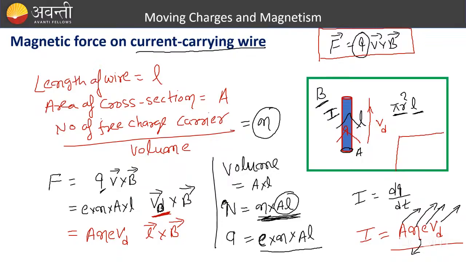ठीक है? So basically L vector मैंने लिखा है. This L vector is in the direction of VD. This is in the direction of current basically. ठीक है? So A N E VD is what? Current. So force acting is how much? IL cross B. Where L is a vector and direction of this L vector is where? Direction of this L vector is in the direction of current.